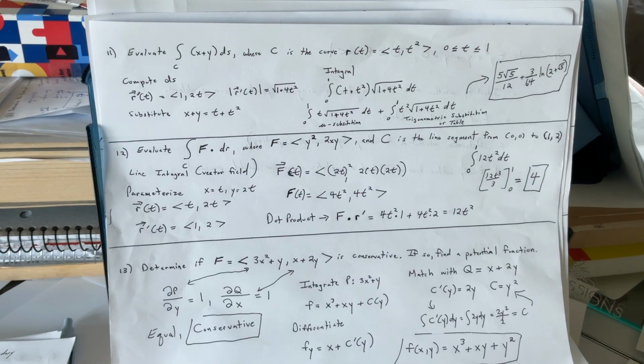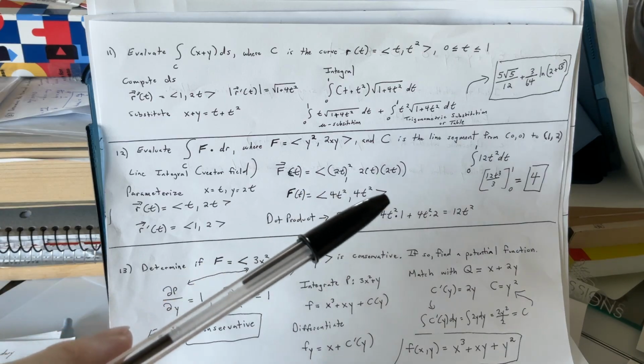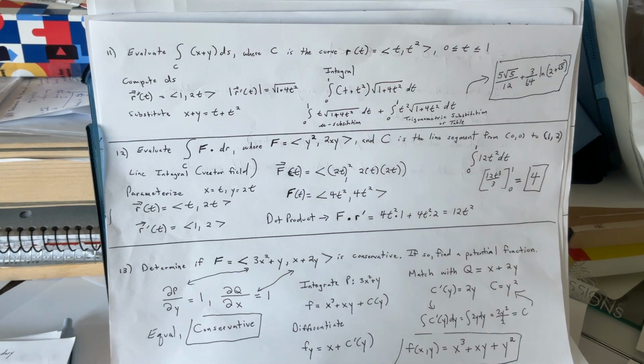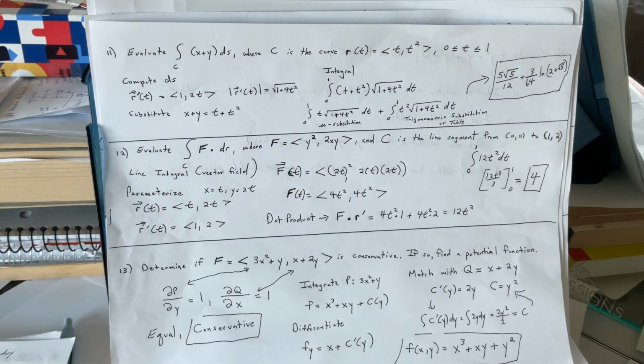So now two more steps. We want to take the dot product of F and r prime. If we take the dot product, we get 4t squared times 1 plus 4t squared times 2, which is 12t squared. And the last step: we have an equation in the single variable t, so we just integrate this dot product, 12t squared, from 0 to 1. We arrive at 4. Not bad at all for that one.